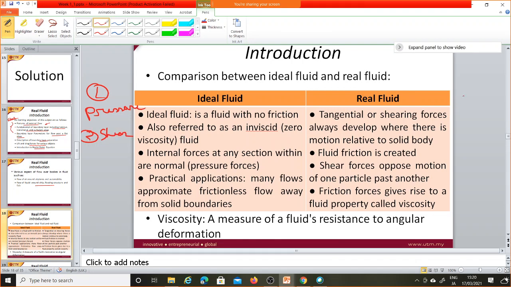It means that if you have any submerged body, some force will act perpendicular to the surface. The force that is acting perpendicular to the surface is known as pressure force. We call this fluid pressure. Another force will act tangential to the surface, against the motion of the solid body. So one will be perpendicular, another one will be tangential. The perpendicular force is the pressure force, and the tangential force is the shear force.